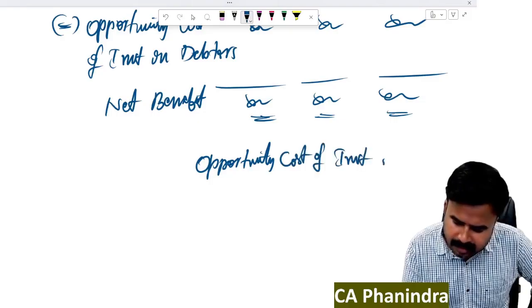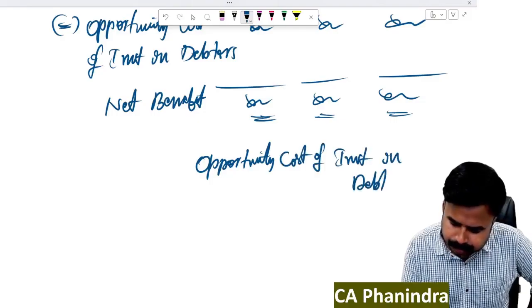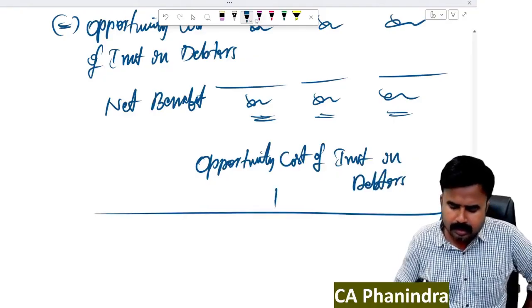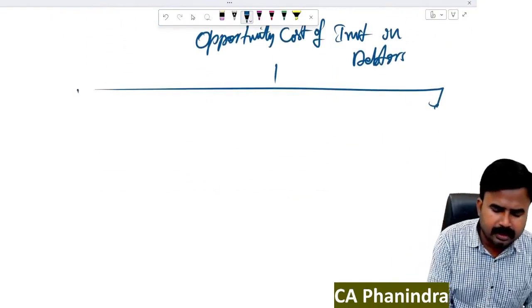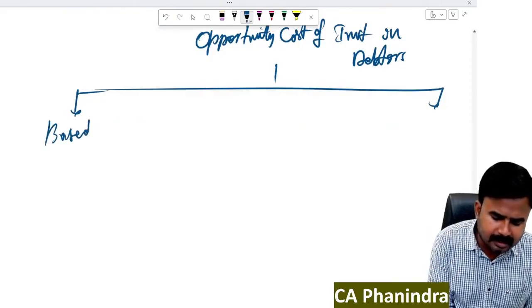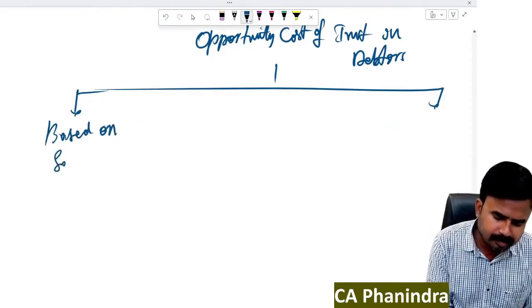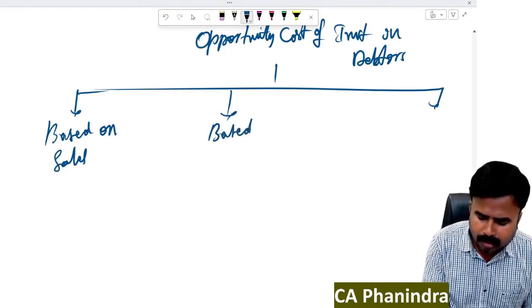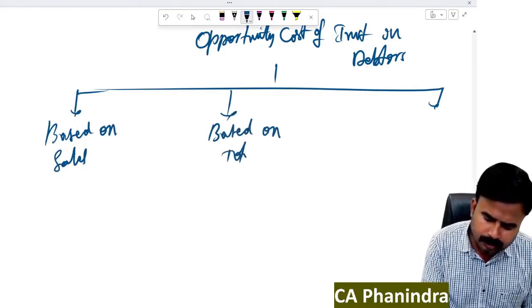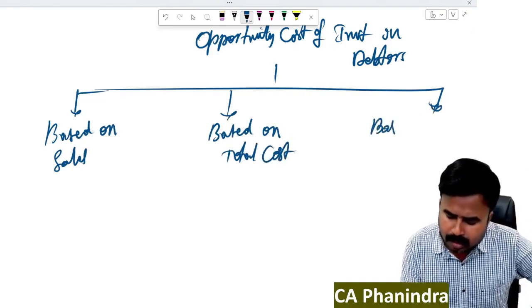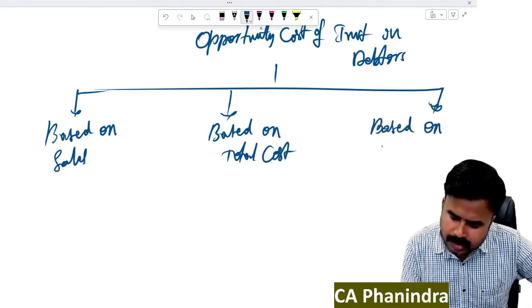Opportunity cost of investment in debtors. First one, based on credit sales or sales. Second one, based on total cost. Third one, based on variable cost.